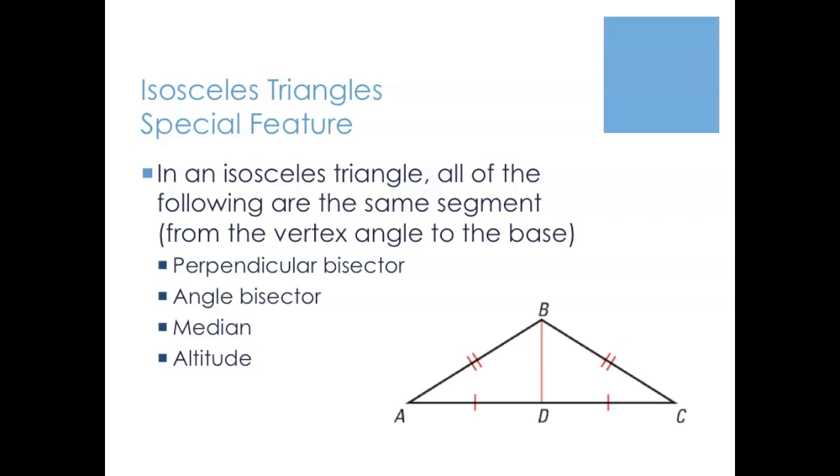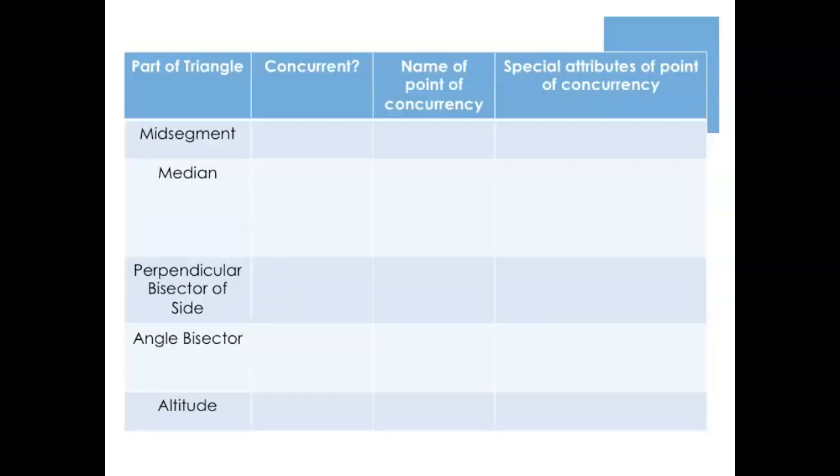Now, just as a summary of all the different parts that we've talked about up to this point, we're going to fill out this chart. And so we have the different parts of a triangle: the midsegment, the median, perpendicular bisector of a side, angle bisector, and the altitude. We'll talk about whether or not they are concurrent, if they are concurrent, what that point of concurrency is called, and then any other special attributes of the point of concurrency. So let's start with the midsegment. Midsegments are not concurrent, so in terms of the point of concurrency, this does not apply, and there are no other special attributes.